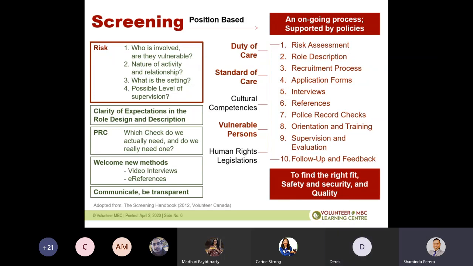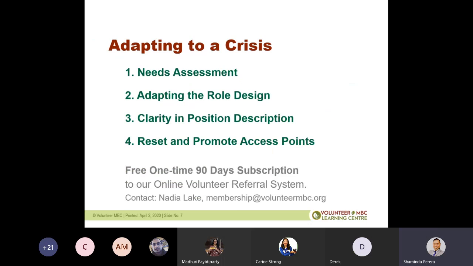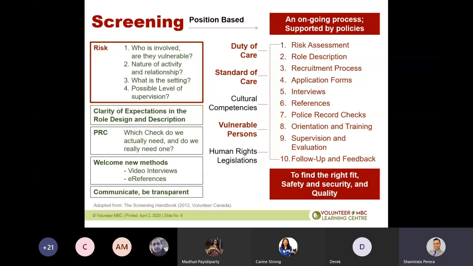Orientation and training is at number 8, but I think this time we can push orientation and training during the application process as well. You can put out your partial orientation or partial training before individuals go through the full onboarding process, or during the full onboarding process.